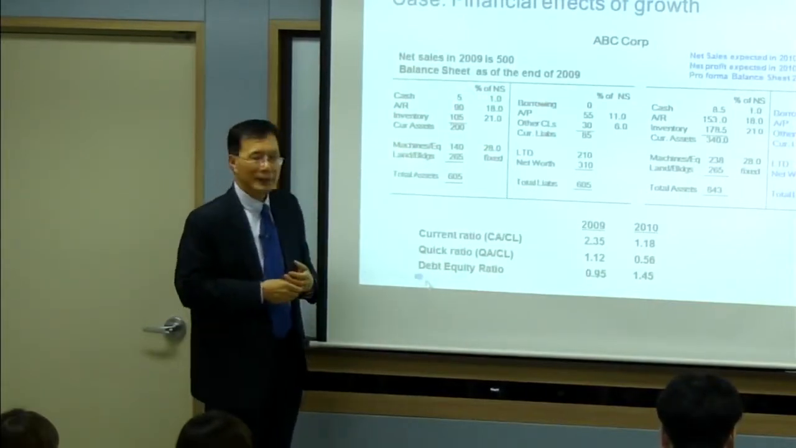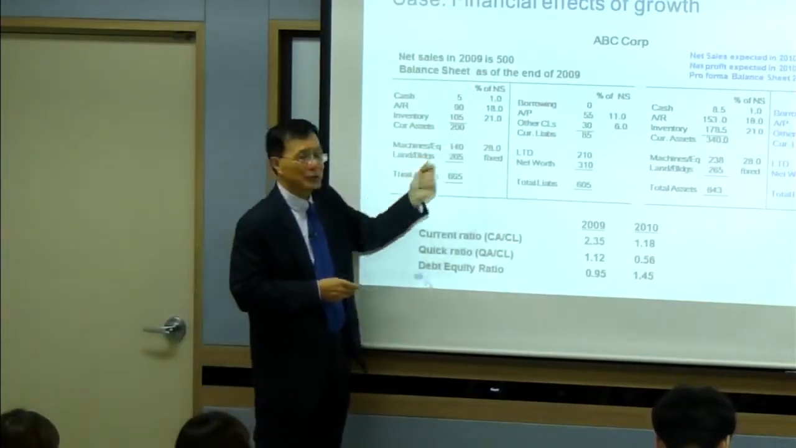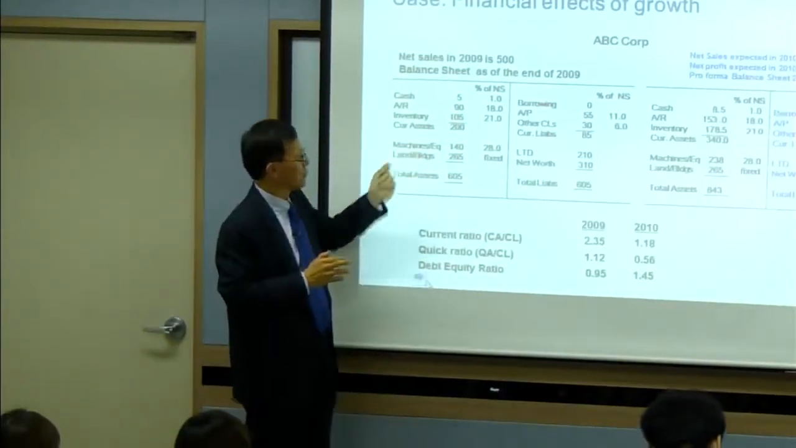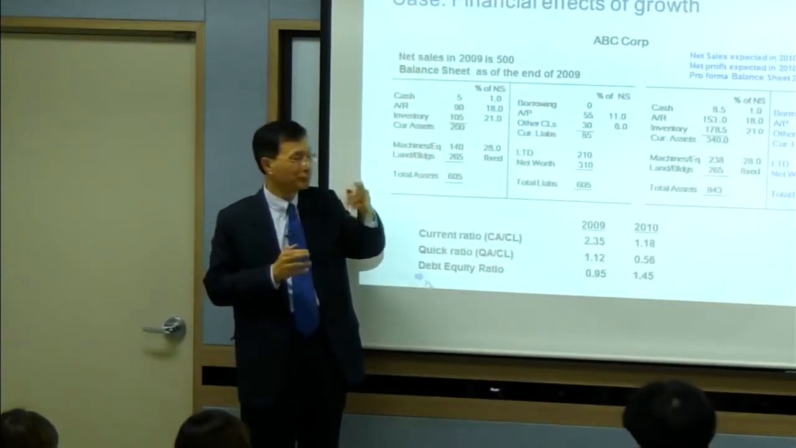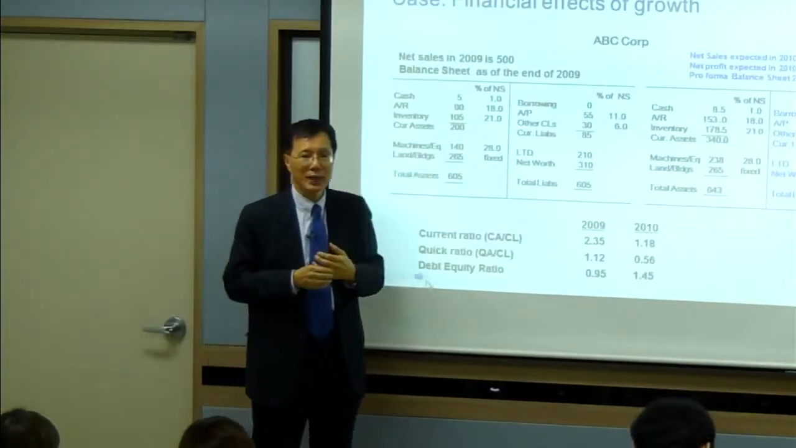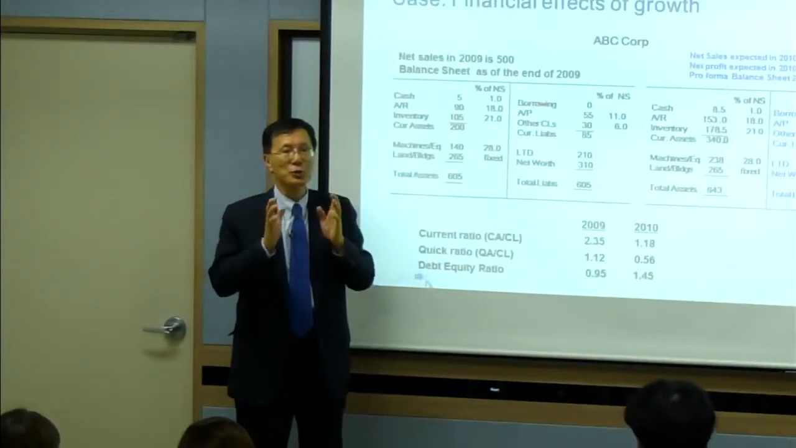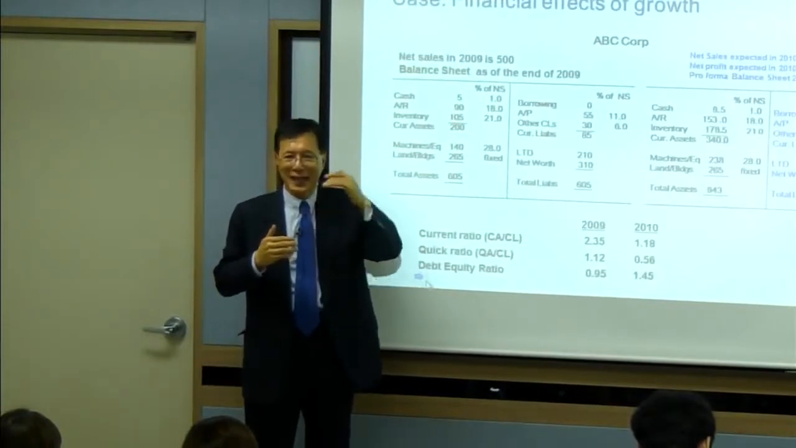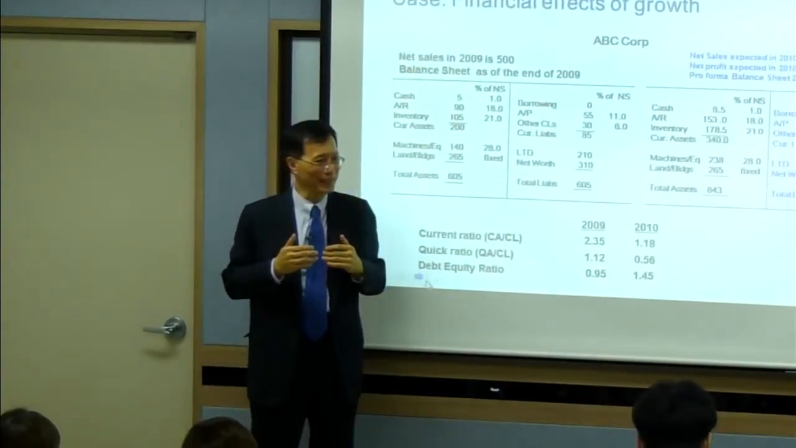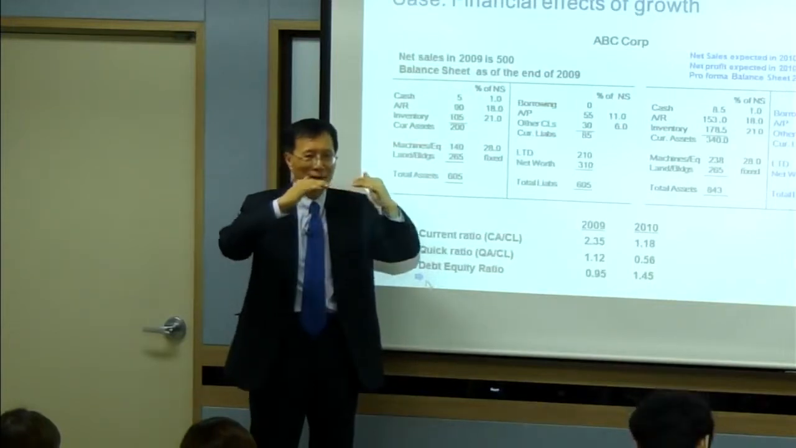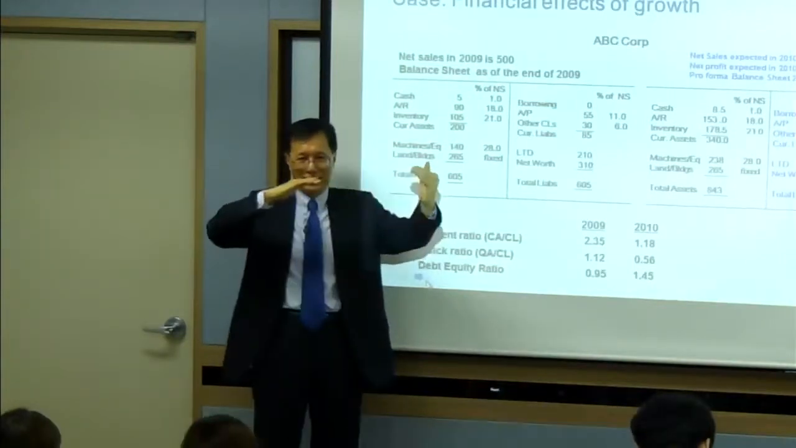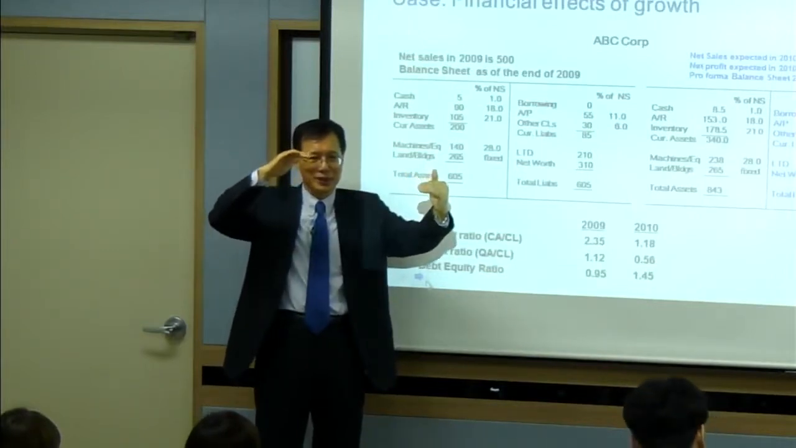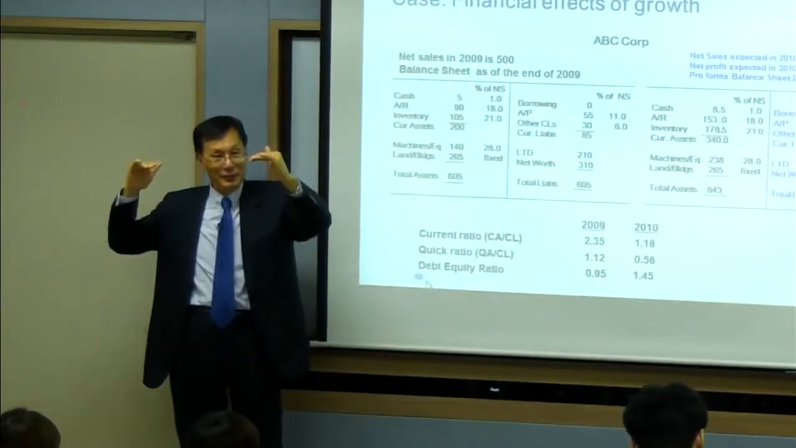Machines and equipment, 140, and that is also assumed to be proportional to net sales. As net sales go up, machines and equipment also go up. Land and buildings, however, are assumed to be fixed. Okay? As sales level go up, you cannot add land or buildings that easily. Land and buildings only grow in steps. The same level for several years, and then there's a big jump, and the same level again for several years. Okay?